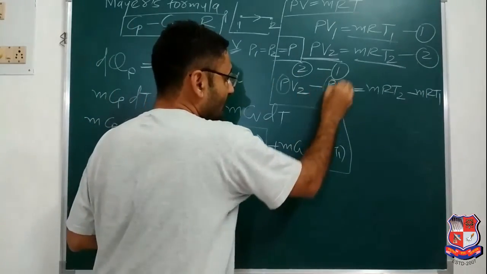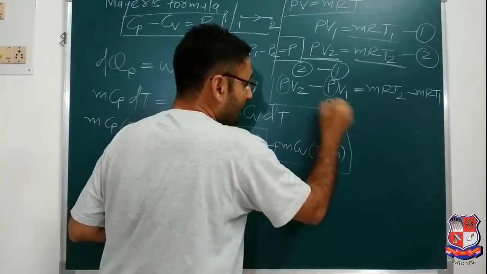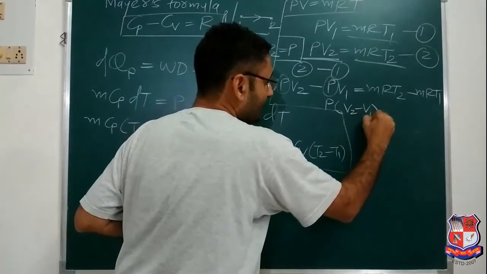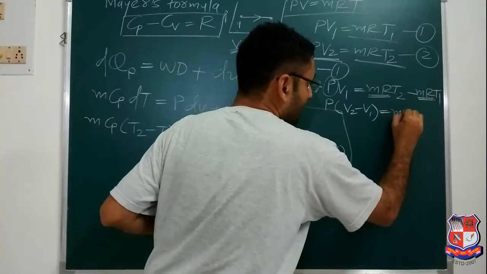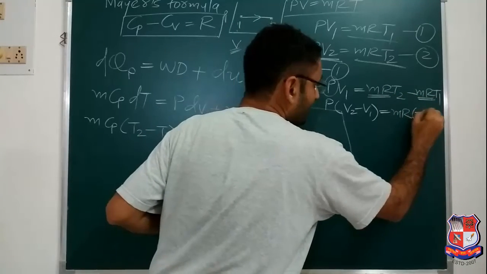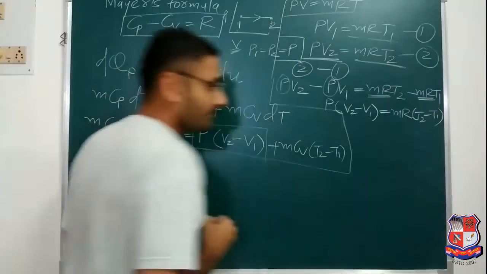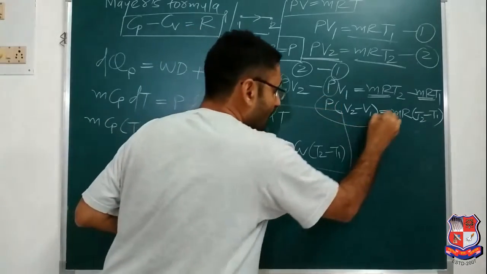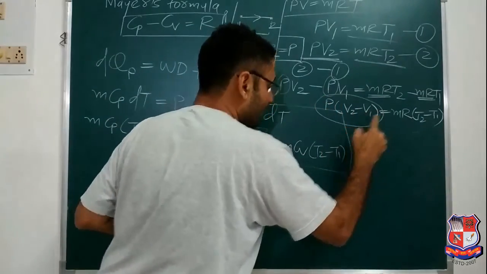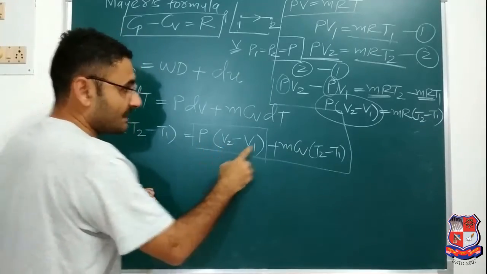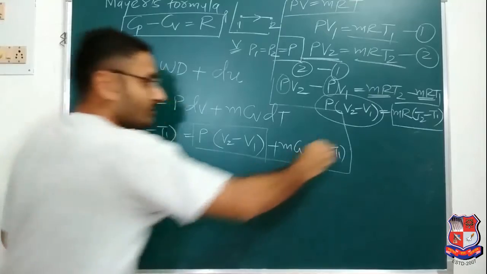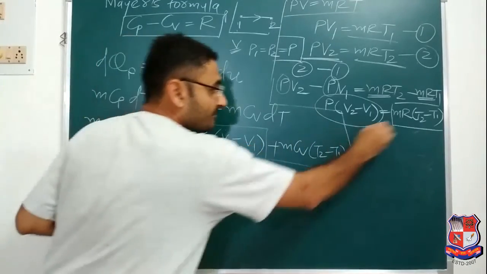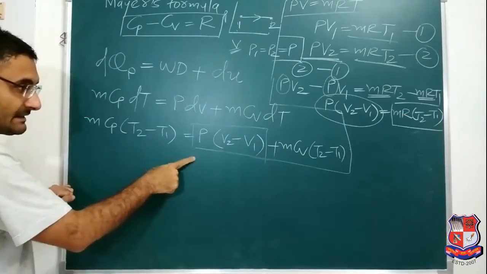After that, we will take P as common. P is common, remaining is V2 minus V1, which equals, from this term, we take mR as common, remaining is T2 minus T1. Now we are getting the value of P(V2 minus V1), which is mR(T2 minus T1). So we will put the value of P(V2 minus V1) as mR(T2 minus T1) in this equation.